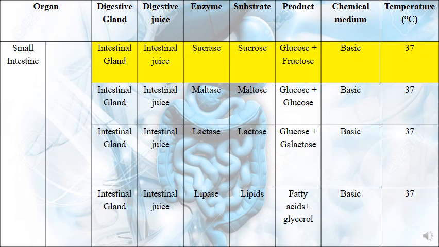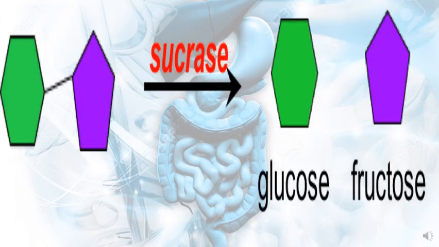So now let's move also to the level of the small intestine, but we are going to move to the gland which is called the intestinal gland. The intestinal gland has a special juice called intestinal juice. This intestinal juice has an enzyme called sucrase. It ends with ase, so it's an enzyme. Sucrase works on sucrose to give what? What are the products? Glucose and fructose. The medium is basic, pH greater than 7, and the temperature is 37 degrees Celsius. So it digests sucrose into glucose plus fructose. The green one is glucose and the violet one is fructose.